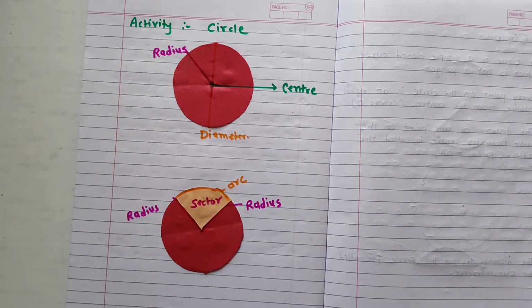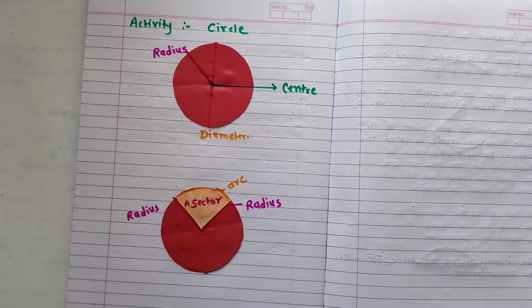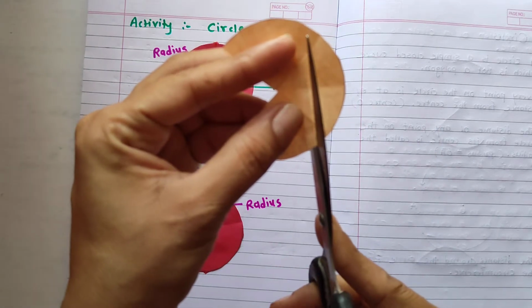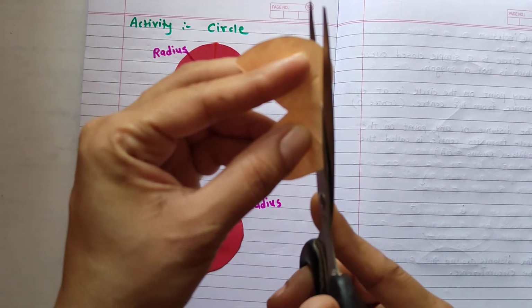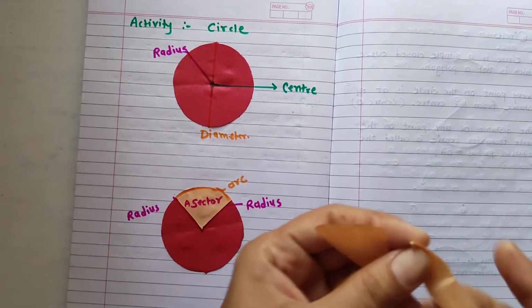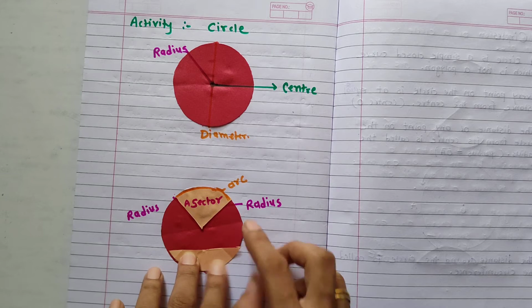Okay, then you have to make a segment. Okay, this is sector. Then you have to make segment. Segment is enclosed between arc and chord. Okay, so first you have to take this circle again and cut one part of the circle. Okay, so here we get a segment. Again you have to stick this segment here.